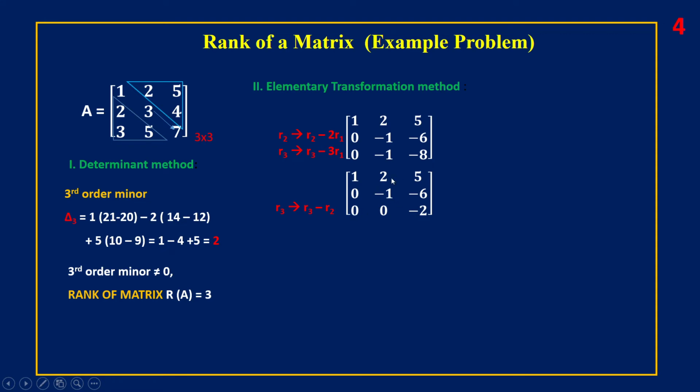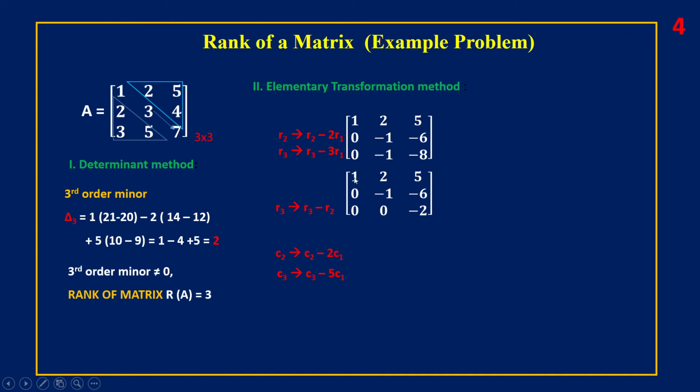Now we need to consider the upper triangular elements, that is 2, 5, minus 6, which should be reduced. For that, columns can be considered. Okay, upper triangular elements are 2, 5, 4. This 2, 5, 4 should be reduced to 0. So we need to consider this matrix 2, 5, minus 6. This 2, 5, minus 6 should be reduced to 0. For that, we can consider column 2.